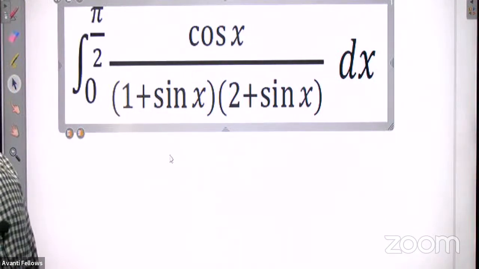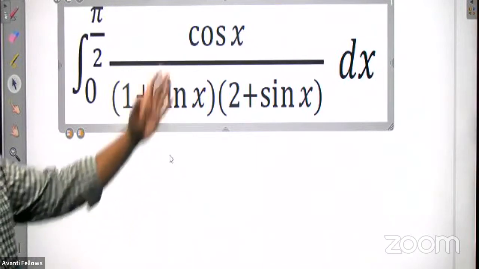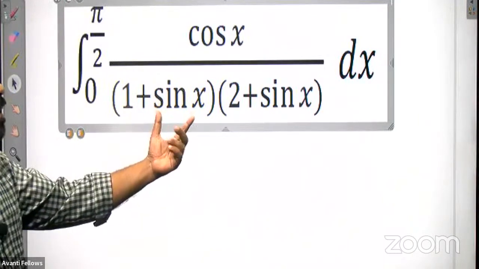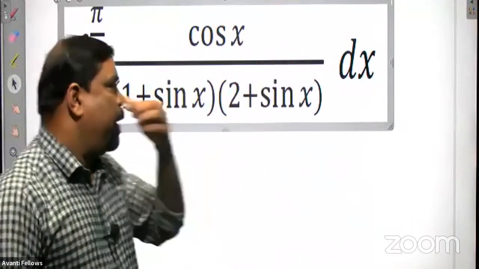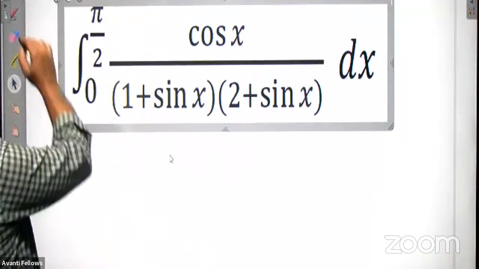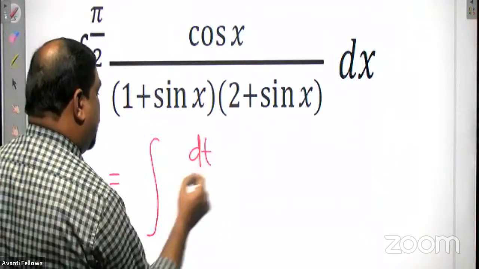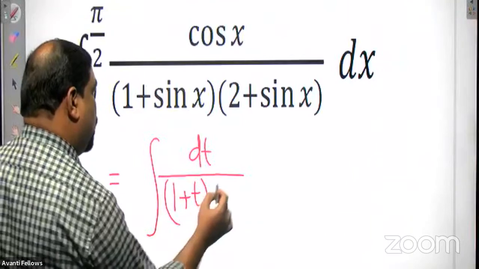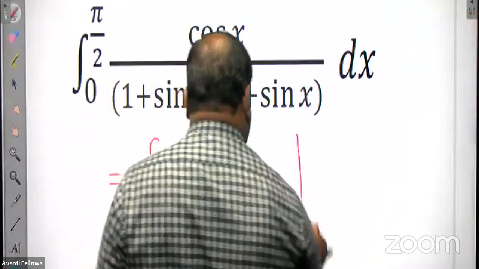So many of you have the idea. So the method is you can substitute either 1 plus sin x equal to t or directly only sin x equal to t. Both will do. Okay, it doesn't matter. If you put sin x equal to t, derivative of cos x is in the numerator actually. You know? So cos x dx will be dt. So this integral will be reduced to dt divided by 1 plus t into 2 plus t, if I substitute sin x equal to t.